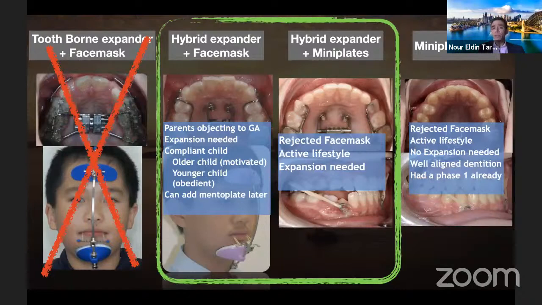But you can also get some kids who are willing to be compliant with the face mask. And sometimes we say we're going to try with the face mask, and if you don't succeed in wearing it, maybe we can then go ahead and place a mini plate.